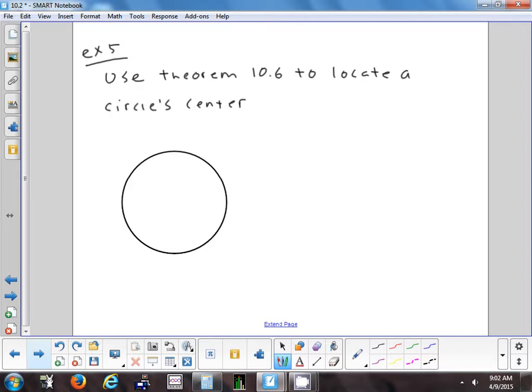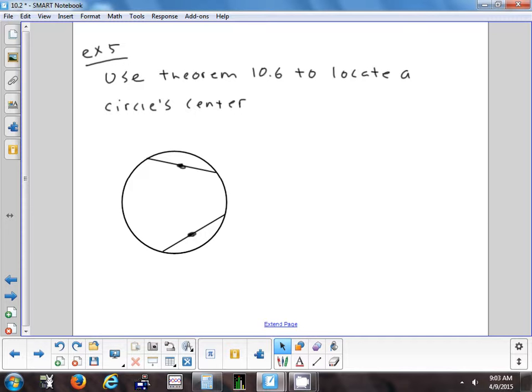All right, let's see how we could use theorem 10.6 to find the center of a circle. This is something I just want you to watch how you do it. Draw two chords in the circle. The key is do not make the chords parallel. If you draw parallel chords, this won't work. So there's two chords. Mark the midpoint of each chord. So maybe about like that. Maybe about like that.